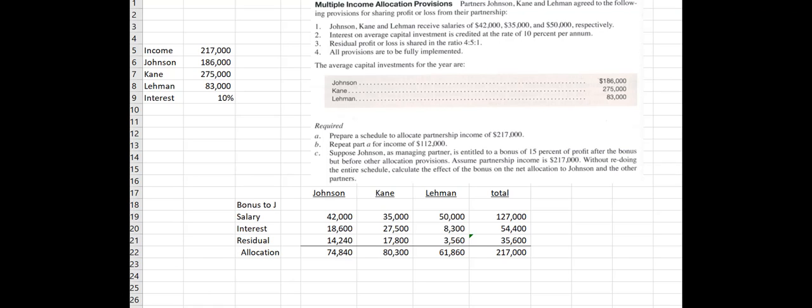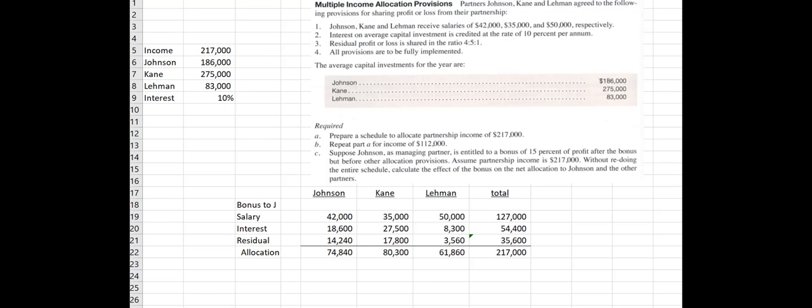Part C wants you to think about, without redoing the entire schedule, what is the effect of the bonus on the net allocation to Johnson and the other partners? Well, there will be no effect on the row for salary and no effect on the row for interest, but it will change the residual, because for every dollar of income we allocate to Johnson as a bonus, that's one less dollar of residual income. So what we need to do is figure out how much bonus is Johnson getting.